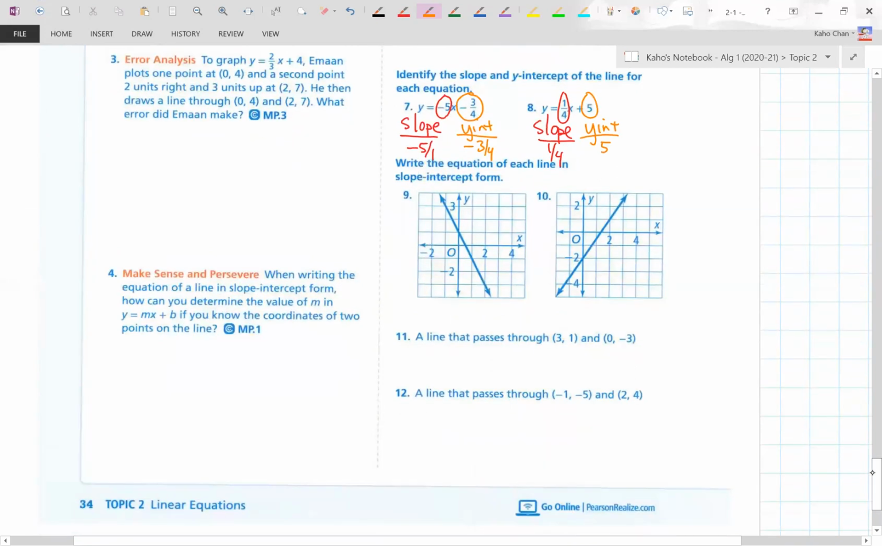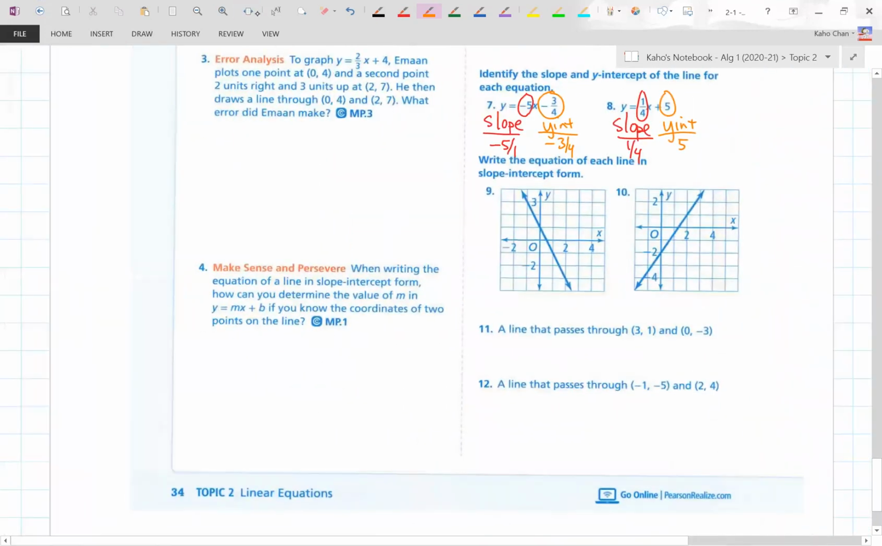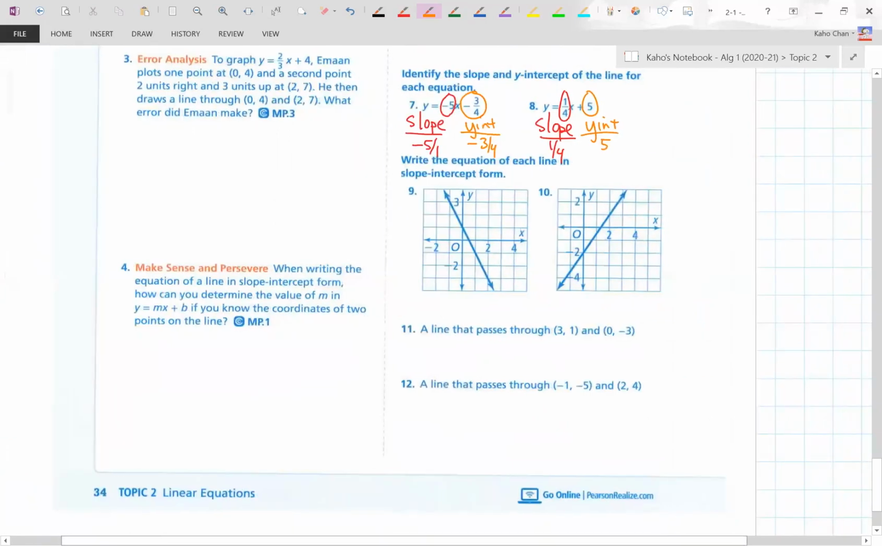All right. Number 9 and 10 involve coming up with equations. Let's identify some major points here that kind of pop out. I see the y-intercept, of course, for both of them. That one right there looks like +1. The one over here looks like -2. And let's go ahead and find a point through which it crosses nicely on the grid. There's a nice point right there, and there's a nice point right there. That will help us with our slope.